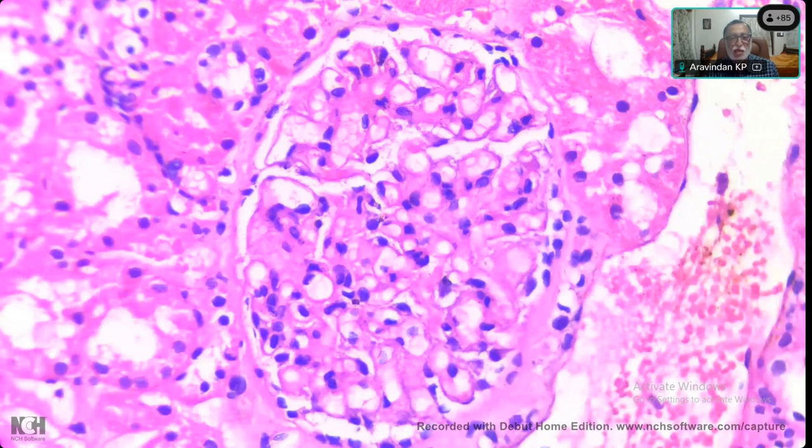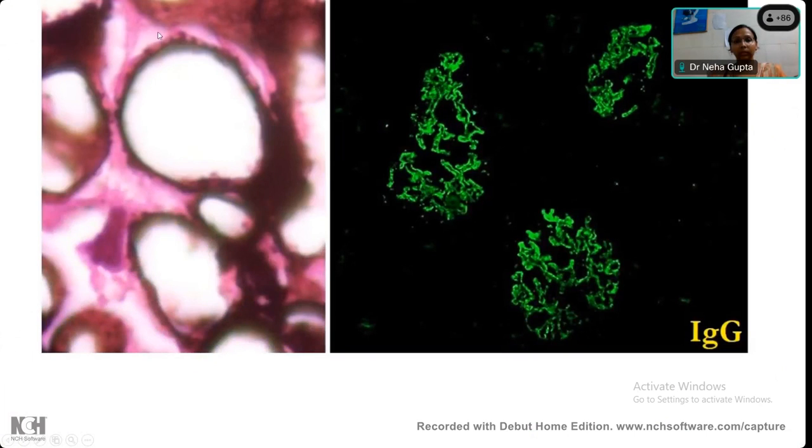Sir, this is another picture. This is a silver stain. Yes. Here you find what are these? Spikes or domes. These are called the subepithelial spikes. So, silver material seems to be just growing in between something. And these are supposed to be the deposits of membranous nephropathy.